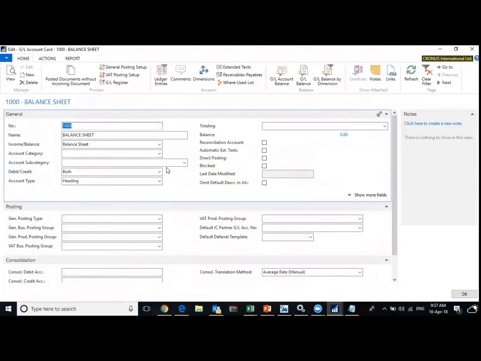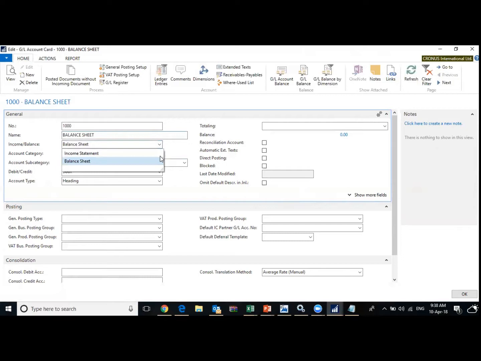So number is quite clear. This is your primary key for this table. The primary key is the identification of that table, and in our case, the primary key is the number. So in other words, no two numbers in the chart of accounts can be the same. So it is an identifier, a primary key. Then you have your name, the name of your account. Then you have your income statement or balance sheet account. So every account in your chart of accounts should be either from your income statement or from your balance sheet.